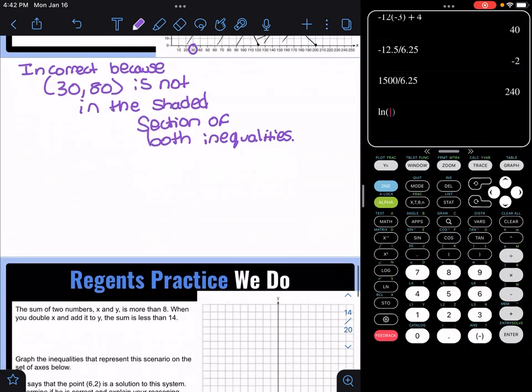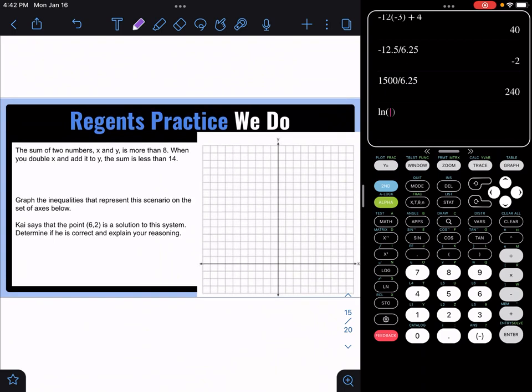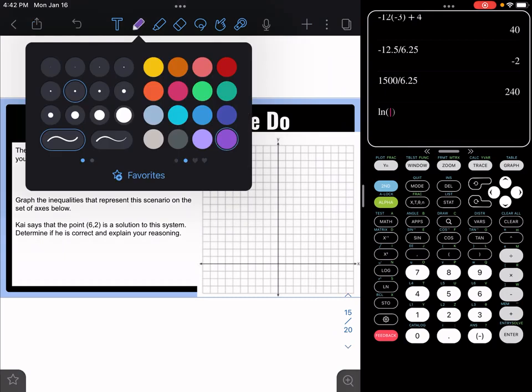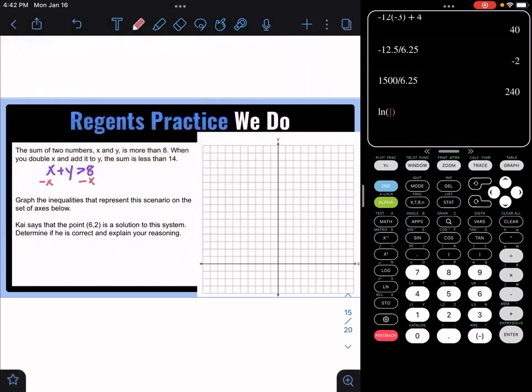All right, let's look at another example. The sum of two numbers x and y is more than 8. So x plus y is more than 8. Not equal to 8, it's definitely more than. All right, so let's graph that one first. Let's subtract the x, we get y is greater than negative x plus 8. We're going to start at 8, 1, 2, 3, 4, 5, 6, 7, 8. And we're going to go down 1 to the right 1, down 1 to the right 1. This is going to be a dotted line, and we are going to shade above.